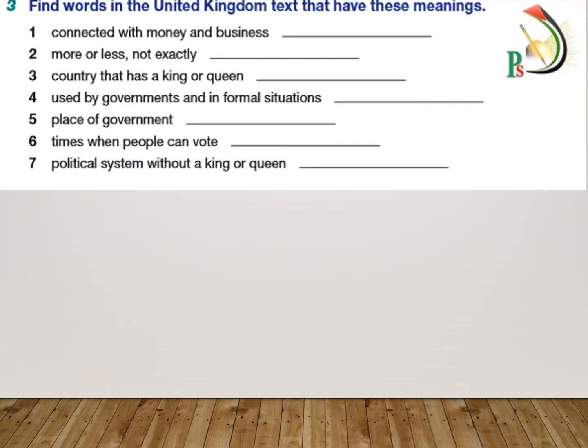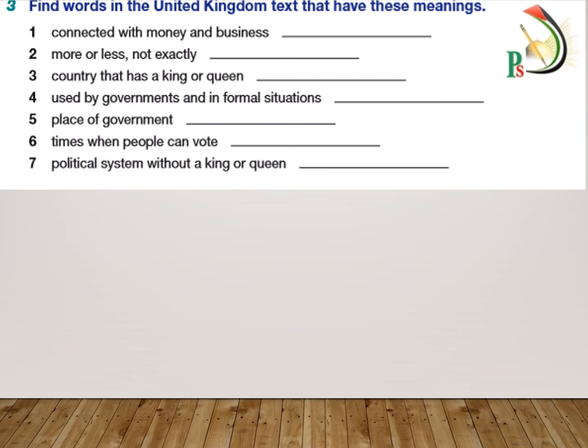Okay, my students, now we will go to the third exercise from page 103. Find words in the United Kingdom text that have this meaning. Number one, connected with money and business. Number two, more or less, not exactly. Number three, country that has a king or queen.